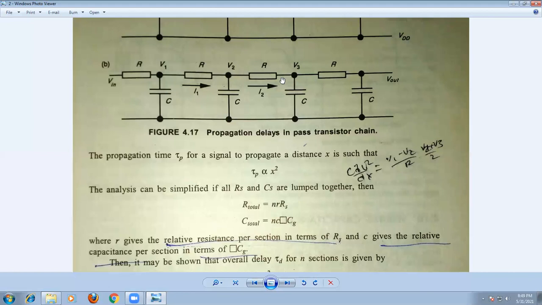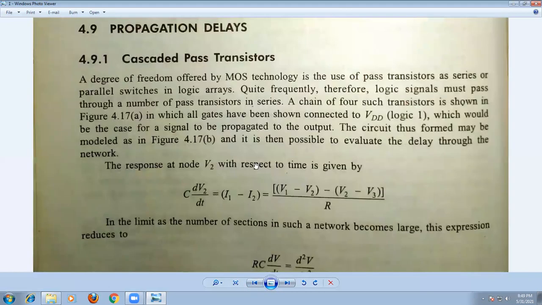There is a drop depending upon the direction, so you can consider the drop across this resistor. Now the current through this capacitor is I1 minus I2, that is V1 minus V2 by R minus V2 minus V3 by R. So C dV2 by dt is equal to (V1 minus V2) by R minus (V2 minus V3) by R. This is the equation we get, the node response at node 2 with respect to time.